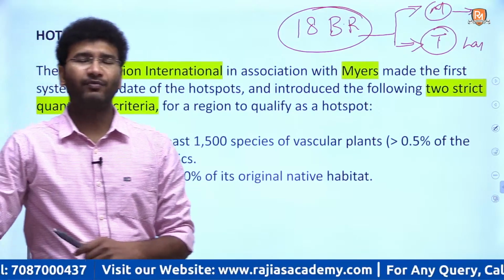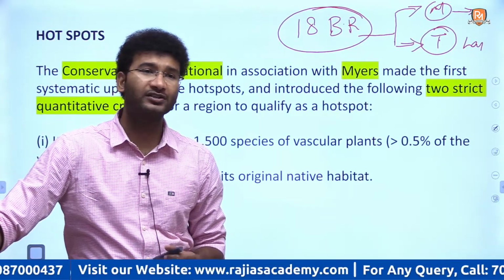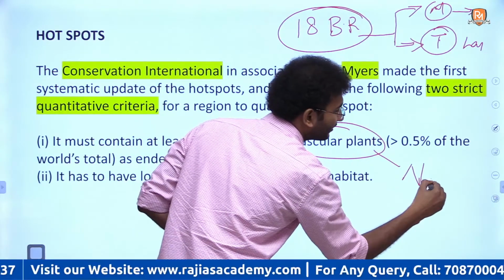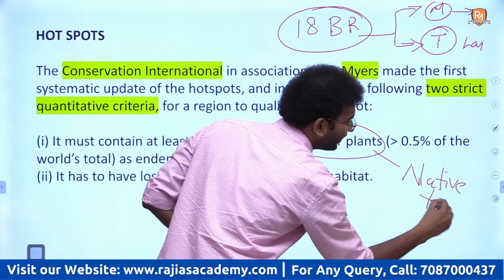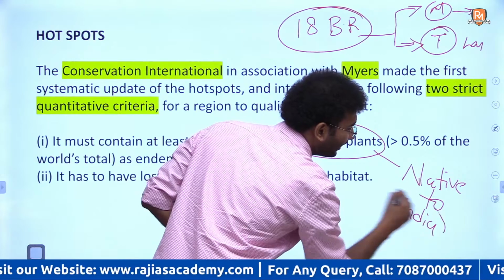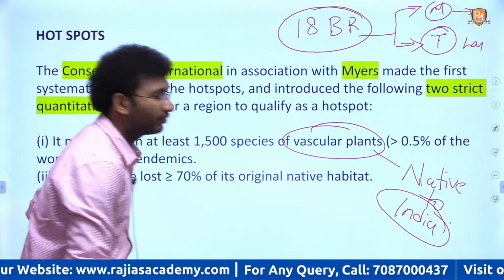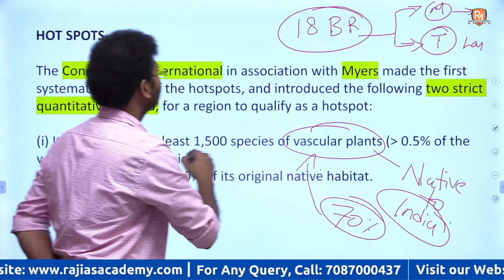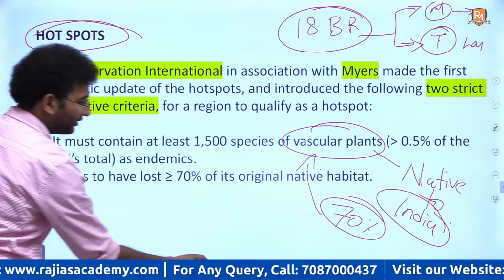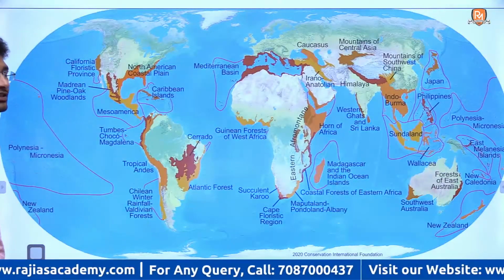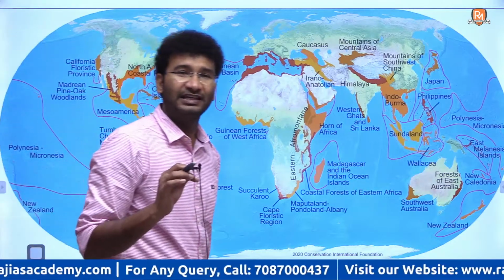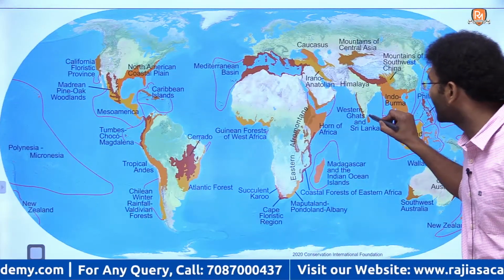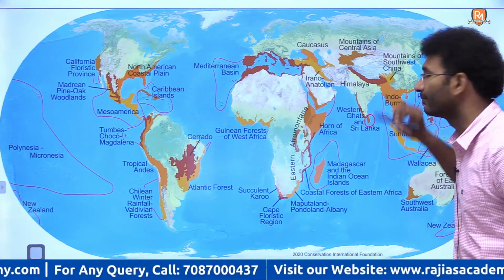So a larger area of biosphere reserve with 1500 or more species of vascular plants that are native to India, or native to a particular place, and out of this 70% of their habitat, if it is lost, then it is considered to be a hotspot. In India there are 4 hotspots, and across the globe there are 36 hotspots. In India, our hotspots are interlinked with foreign nations as well, right?